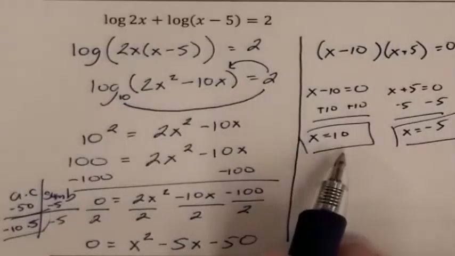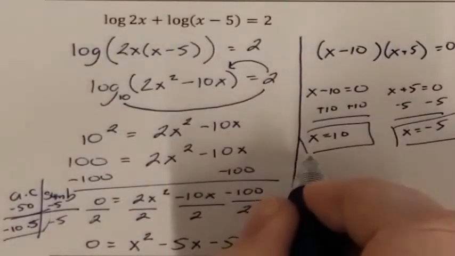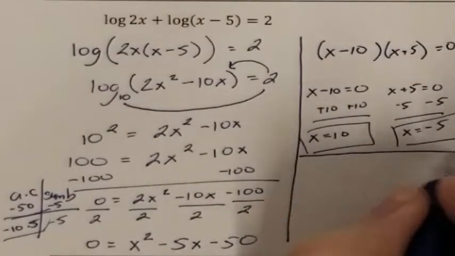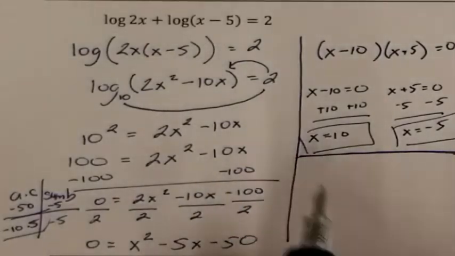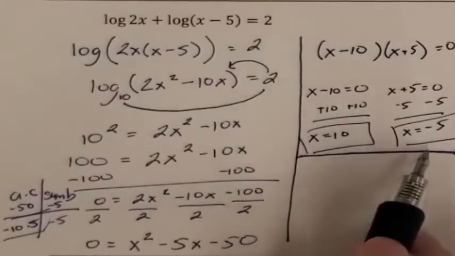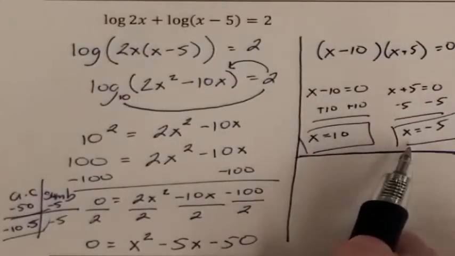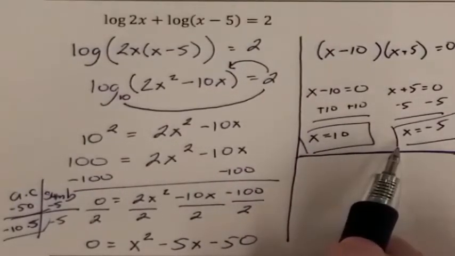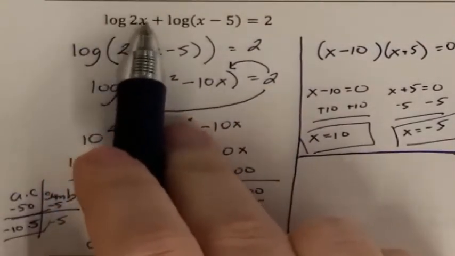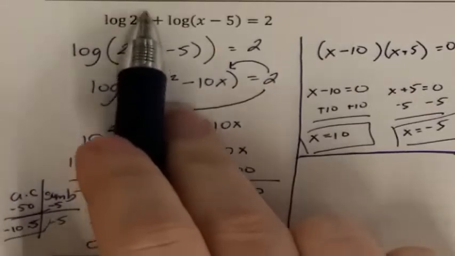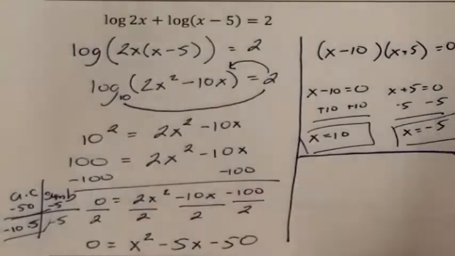Something we have to be really careful about when working with logs and natural logs is we need to double check to see if anybody's by any chance extraneous. And this problem does have an extraneous solution. One of these is not really an answer. How do we figure out what that is? What you may not remember is that you can never take the log of 0 or the log of a negative number. That can't happen.